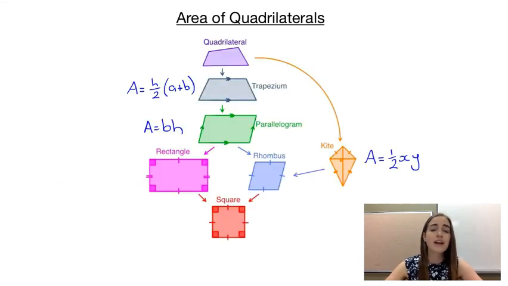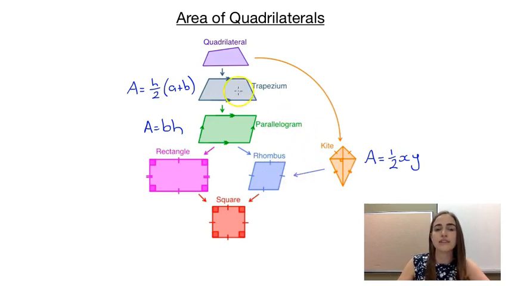So to summarize that, I've written them on here, but these formulas look a little bit different because I've used different letters. So for our trapezium, instead of doing a half times h, I've done h over 2. And I've used A and B as the lengths of these two parallel sides. For my parallelogram, I've got the base times the perpendicular height. And for my kite, I've got half times x, y. Now, x and y stand for the lengths of the diagonals. So not the lengths of the sides, but the lengths of the diagonals in there.